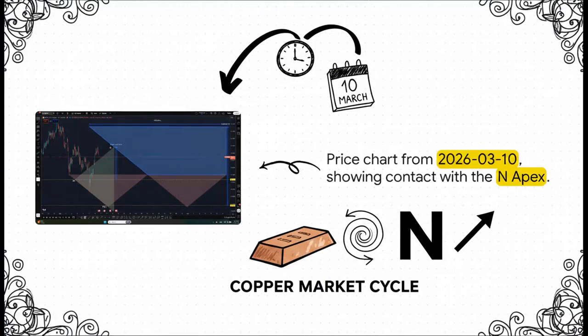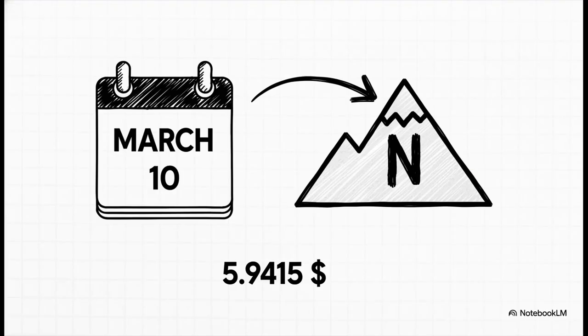And here's the proof. This is the chart from March 10th, 2026. You can see it clear as day. The price has climbed up from that initial setup and made direct contact with that N level we just mentioned. And just to be precise, on that day, March 10th, the price hit 5.9415 on the nose. Reaching that predefined level officially marked the completion of this cycle's third phase.